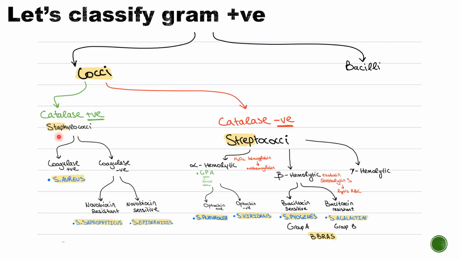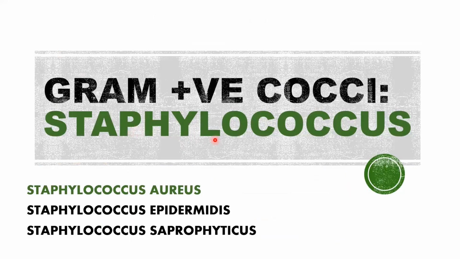So staphylococci, it's very easy. Cocci, we said it's round, and staph, we said they cluster up, or in other words, it's catalase positive. How do we classify staph further? We're going to be talking about this. Okay, so let's start. Now we're going to be focusing on the staph. We have three types of staph: staph aureus, epidermidis, and saprophyticus. We're going to be starting with aureus first.